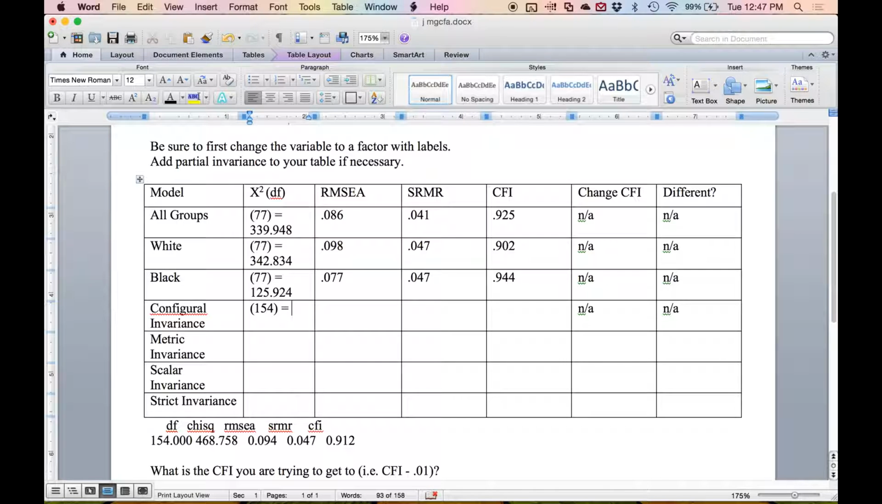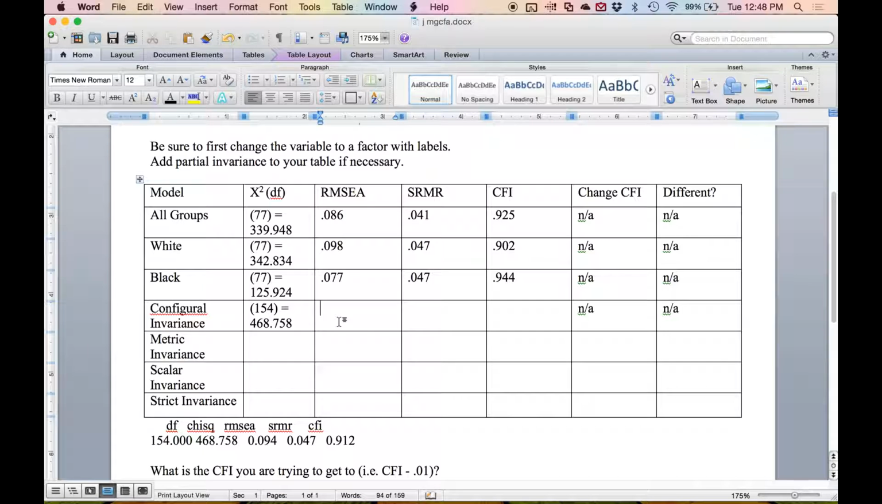You'll notice that the degrees of freedom have doubled. Basically, the whole model's kind of doubled in size because now we're estimating both groups. And so each little square gets to count twice, so you get a lot more degrees of freedom. And the degrees of freedom will increase as we go because as we constrain things to be equal, we're estimating fewer numbers. So 468, 758.